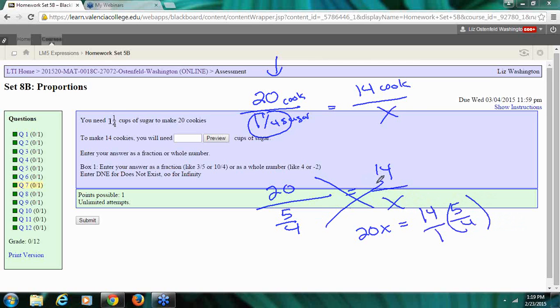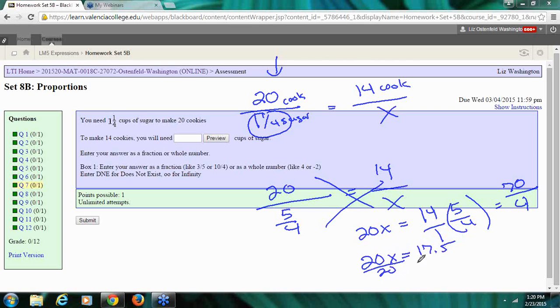So here 20 times x is simply just 20x equals 14, which is a whole number, times a fraction, which is 5 over 4. Don't lose what you know. You know how to multiply fractions. You just happen to be multiplying a fraction times a whole number, which is 5 over 4 times 14 over 1. I could simplify these now, or I could just multiply straight across. 14 times 5 is 70. 1 times 4 is 4. I can simplify this a little bit, so I get 20x equals 17.5.